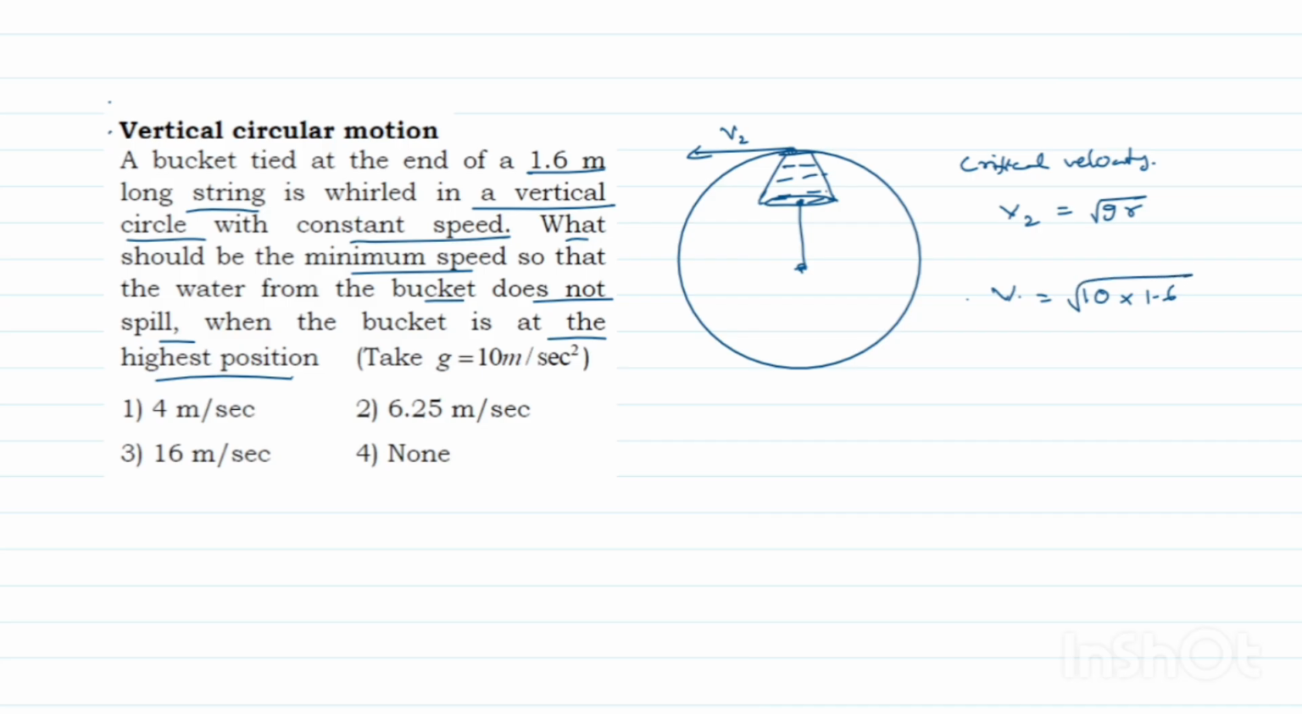Here they are asking what should be the minimum speed. The minimum speed will be equal to root of 10 into 1.6, which is root 16. It's nothing but 4 meter per second. This is the minimum speed which you require to move the bucket without spilling the water.